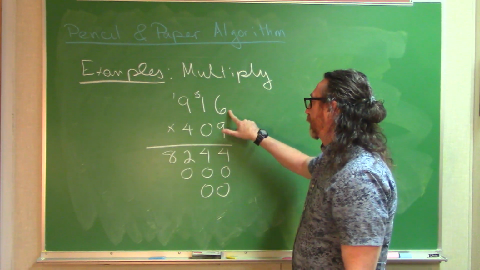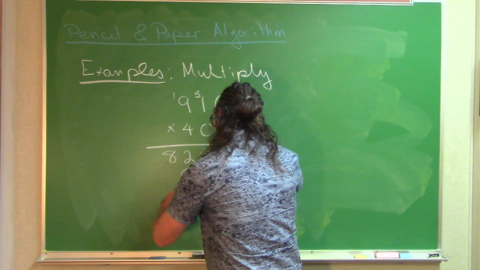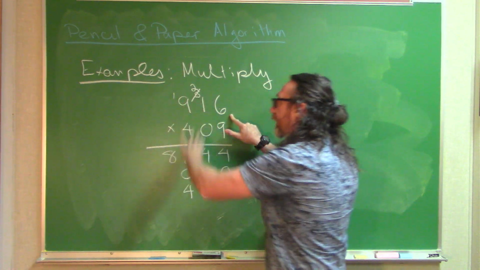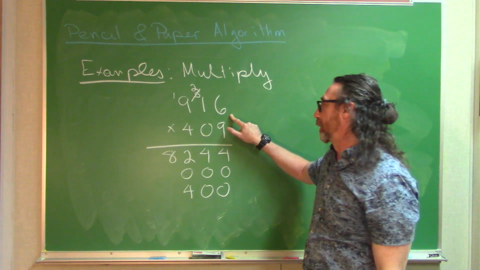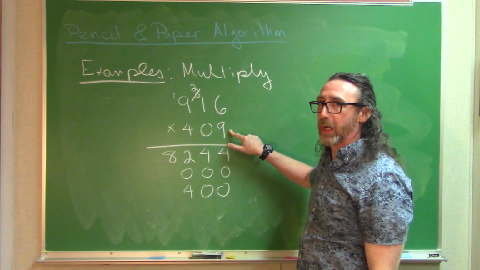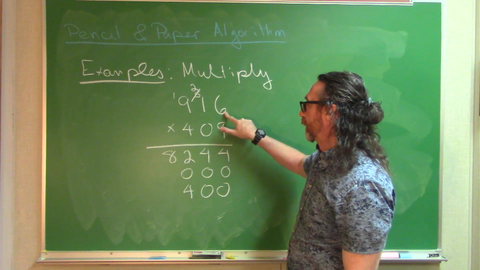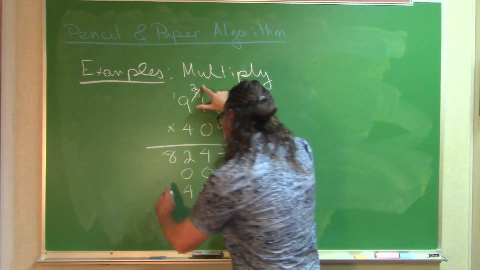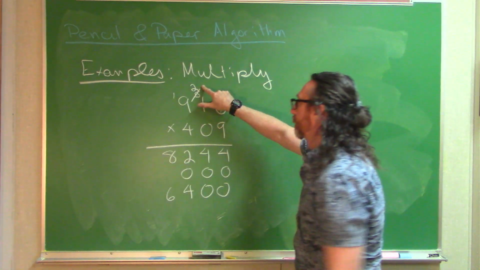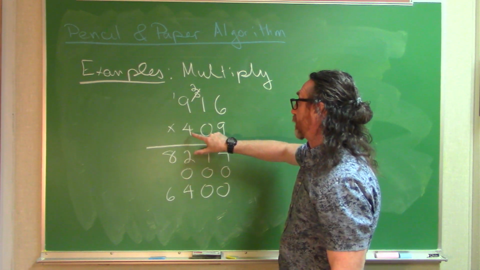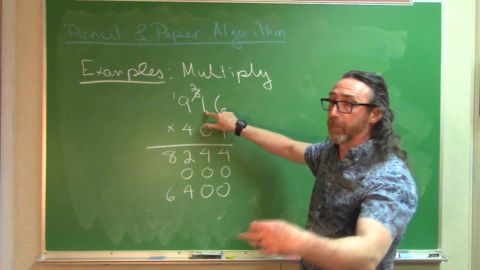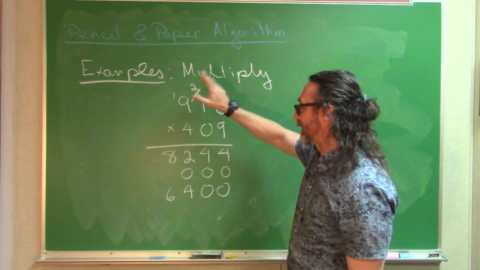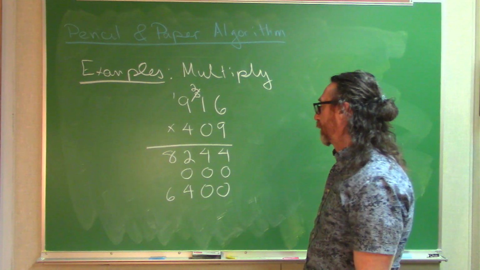4 times 6 is 24. Bring the 4 here, and then carry the 2. We're forgetting about the 5 now. The 5 doesn't matter anymore. The 5 was from when we were dealing with the 9. It's gone now. Dealing with the 4 times 6, carry that 2. 4 times 1 is 4, plus the 2 is 6 in this column. And there's nothing to carry, because it's a single digit.